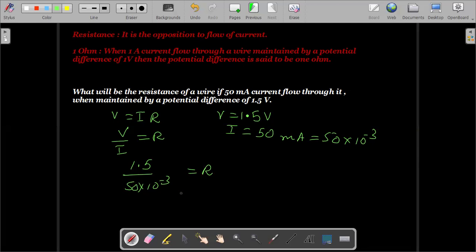You take this 10 to the power minus 3 in the numerator, it becomes plus 3. So you get 1500 divided by 50 to be equal to the resistance. Sir, one more zero? No, not 1, but it's 1.5. So that's why you get 1500. One of the zeros goes with the decimal, so that's 1500. Now you divide by 5, you get 30 ohm. So the answer is 30 ohm is the resistance of the wire. Got it, everyone? Okay, now let's see.